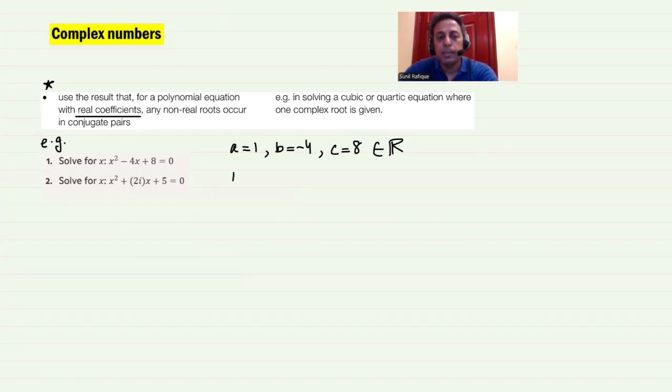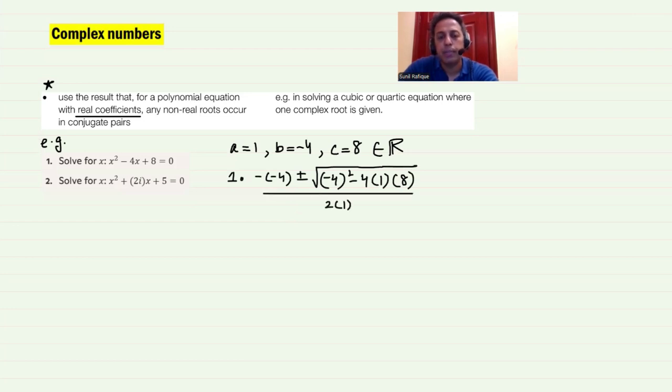Let's go. First, I'm going to apply the quadratic formula, which is x equals minus b plus minus root of b squared minus 4ac, and divide the whole thing by 2a. This will become 4 plus minus root of 16 minus 32, which is root of negative 16, divided by 2.